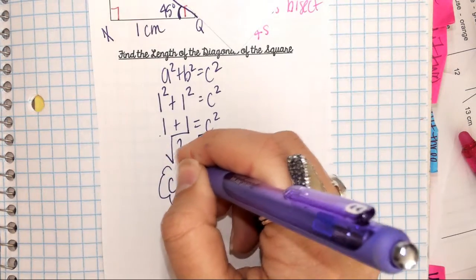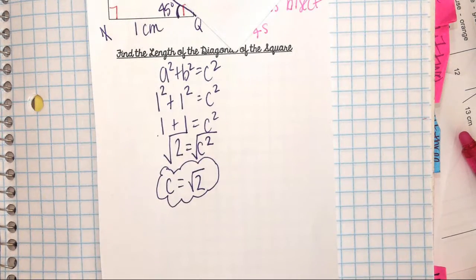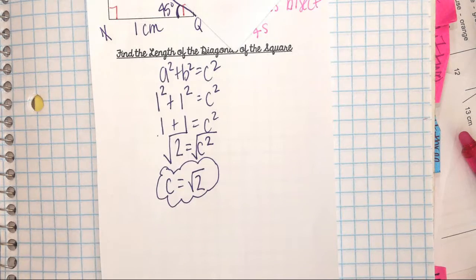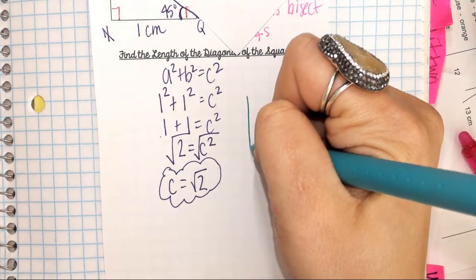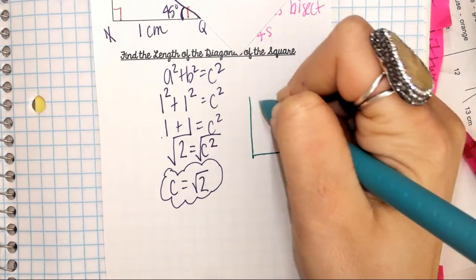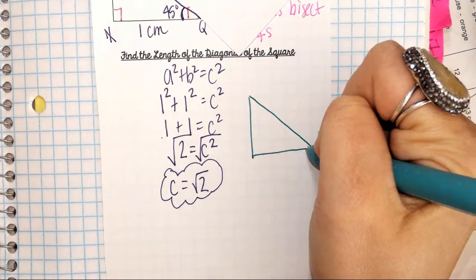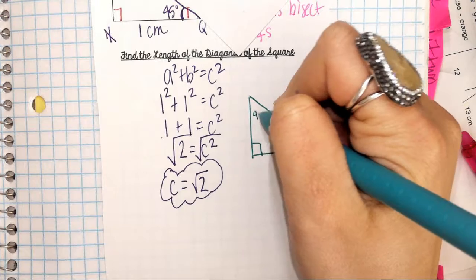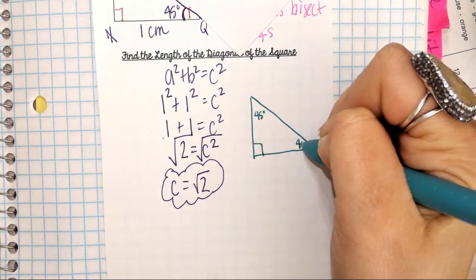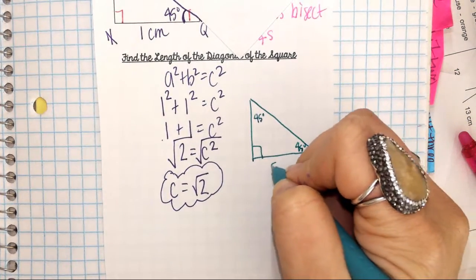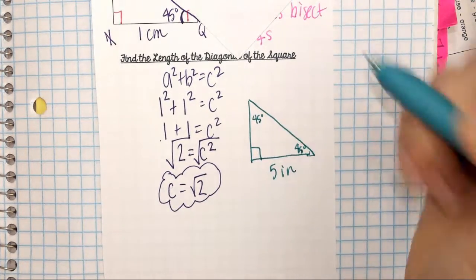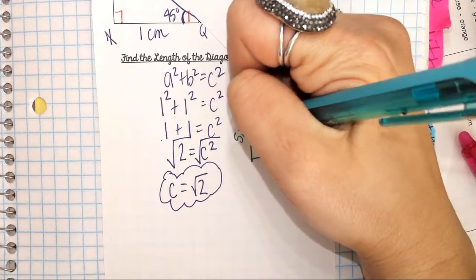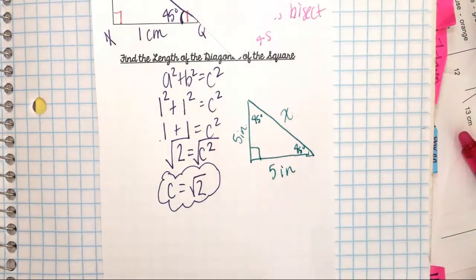So now I'm going to give you another triangle, and we're going to see if a pattern forms. So this is 45, 45, and 90. And I'm going to let this be 5 inches. If this is 5 inches, what is this side length? And we're going to call this x.